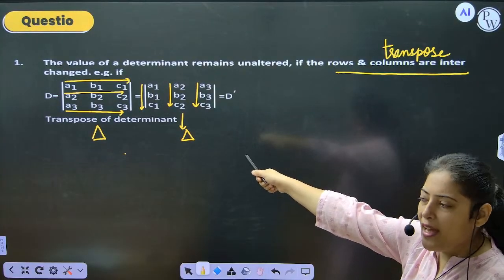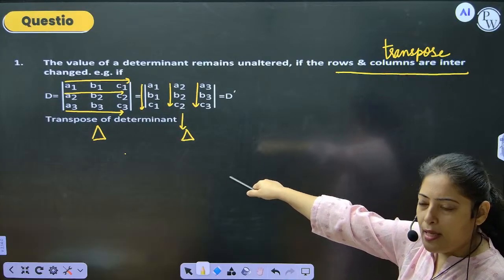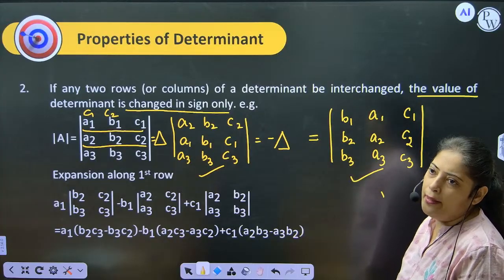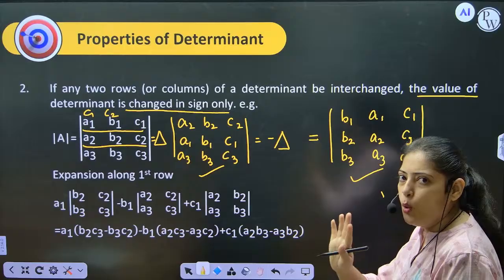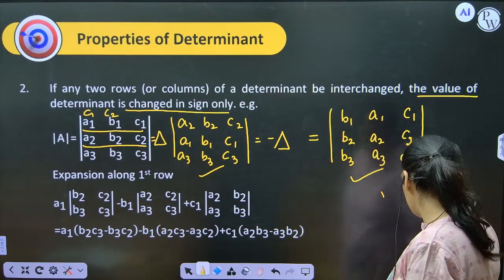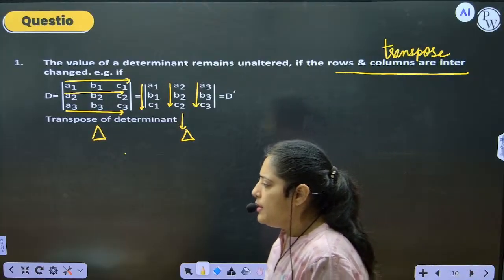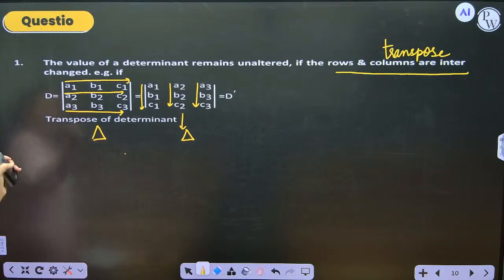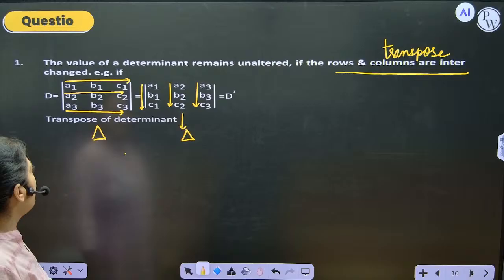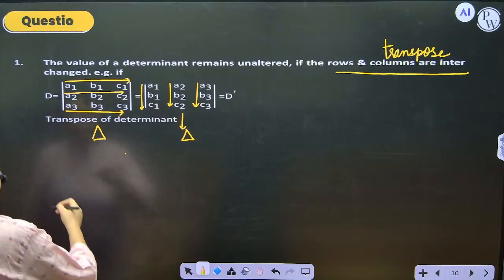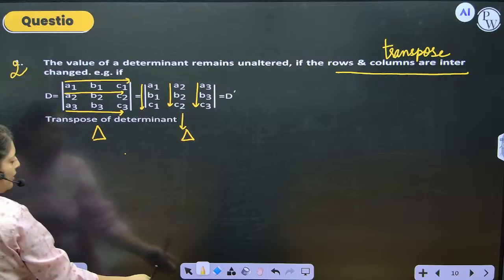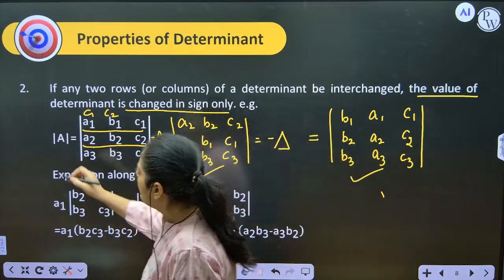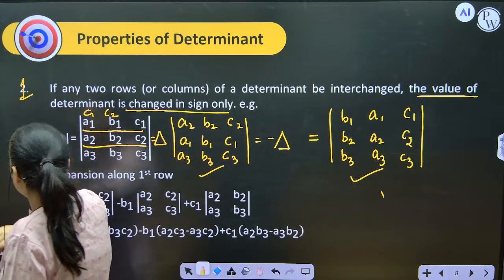In the transpose case, the determinant remains the same, but if I am interchanging two rows or two columns, the determinant changes with the sign only. There is a difference between these two properties. These two properties are different. Note it. This is the swapping, this is the first. This you can mark as the second property, and that you can mark as the first property. No issues. Okay, that's it, nothing.